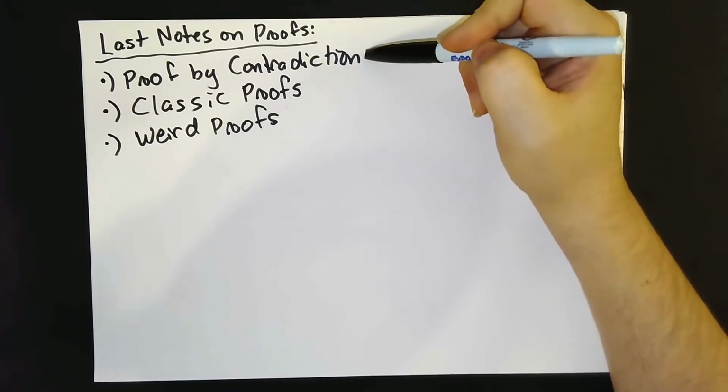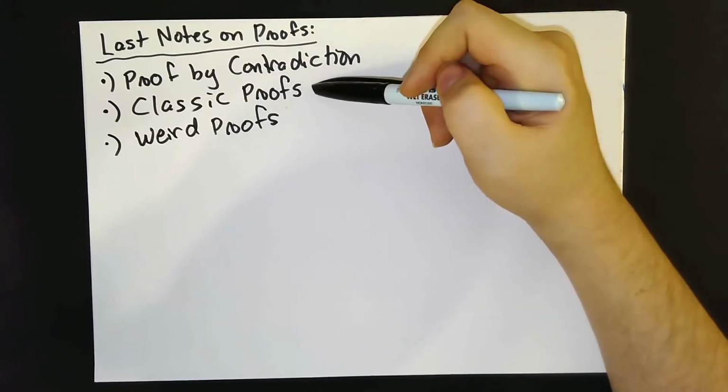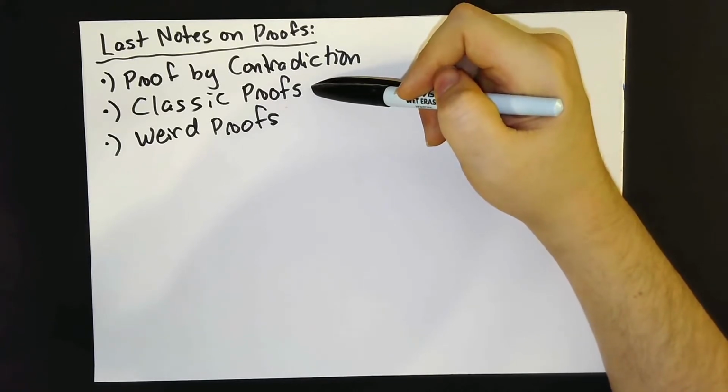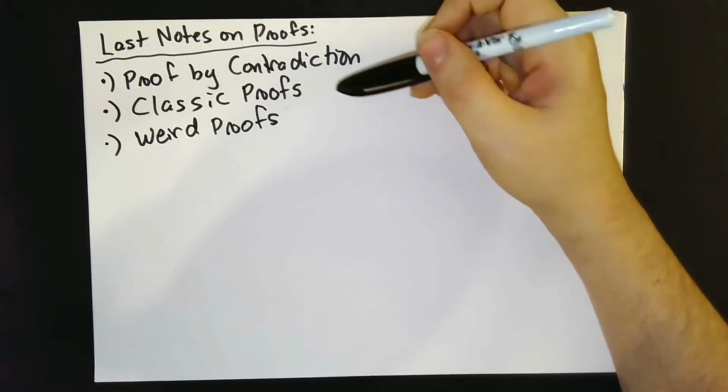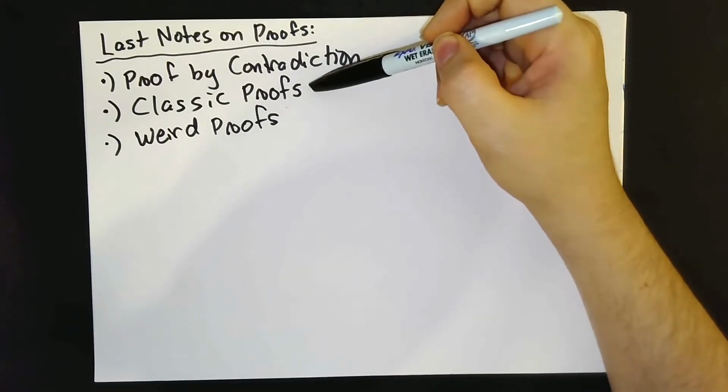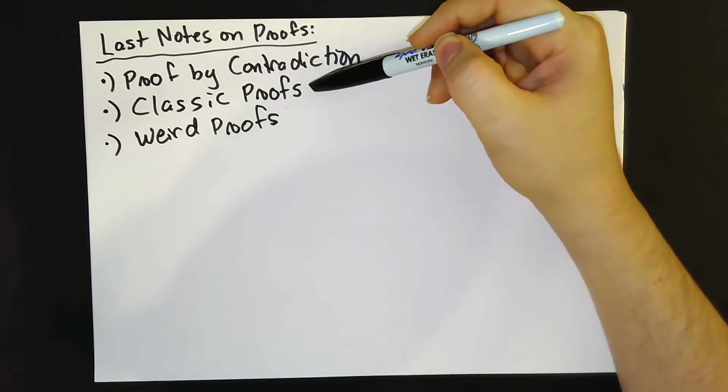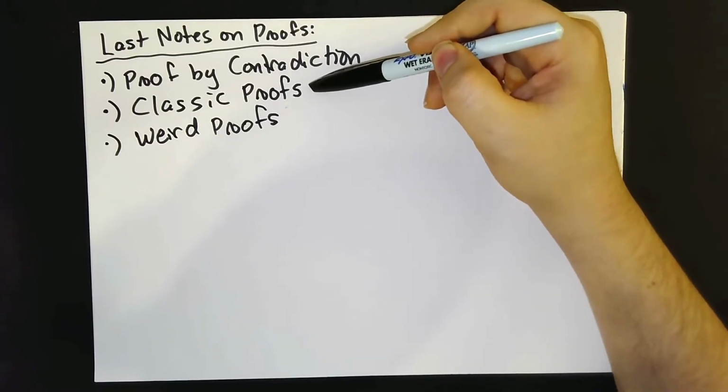I'm then going to do several examples of what I'll call classic proofs, that is, the proofs that an intro to proof class must cover in order for it to be considered a genuine intro to proof class. So I'm going to prove for you that there's infinitely many primes, and I'm going to prove for you that the square root of 2 is irrational.